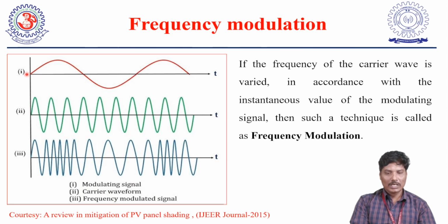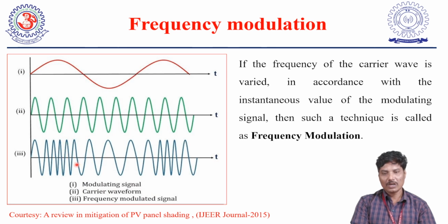In order to carry this low frequency signal, as it is not able to travel a longer distance, I vary the frequency. Frequency means number of cycles. As amplitude increases, frequency increases. As the amplitude decreases, frequency decreases, that means the number of cycles decreases. I am varying the frequency in accordance with the message signal. Yes or no? As the message signal increases, I increased the frequency. As the message signal decreases, I decreased the frequency. That means I varied the frequency of the carrier signal in accordance with the message signal.